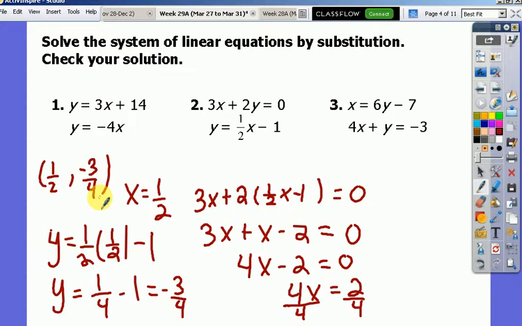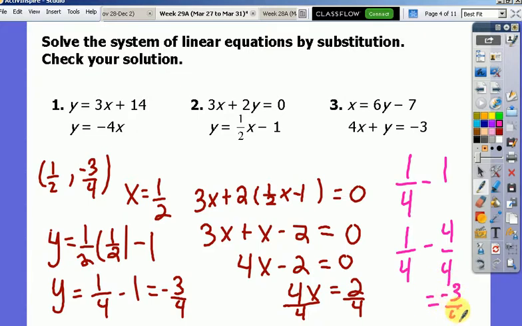Because if you take 1/4 minus 1, I have to get a common denominator, right? What do I multiply this by? 4 over 4, so it's 1/4 minus 4 over 4. What's 1 minus 4? Negative 3. And then what goes in the bottom? Yeah. Okay.